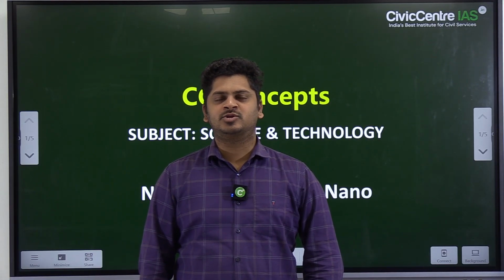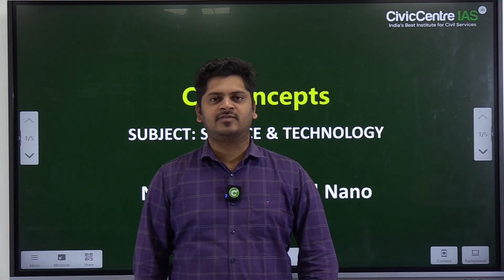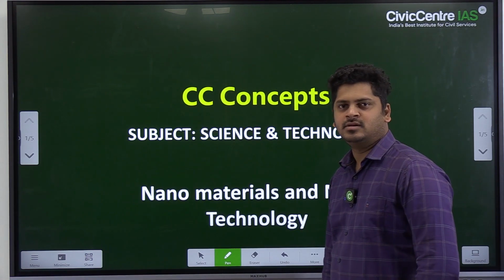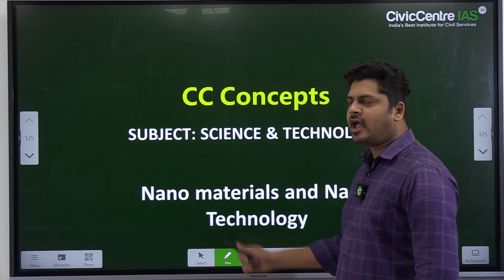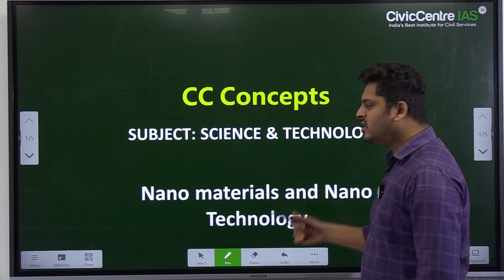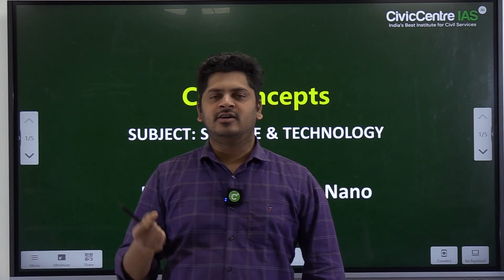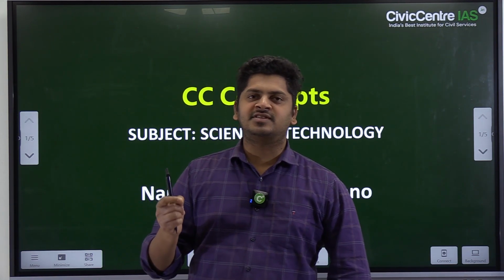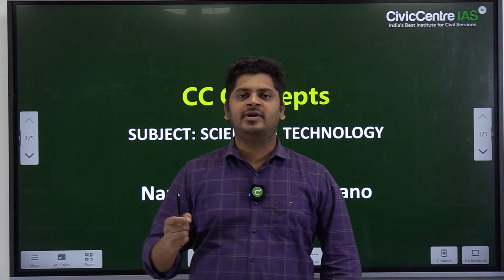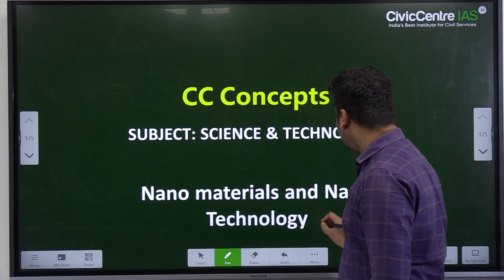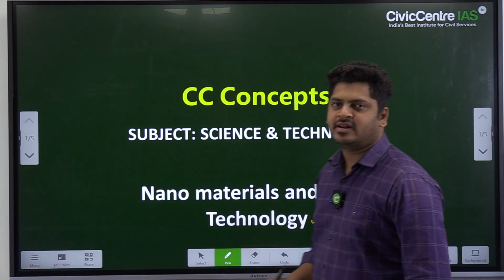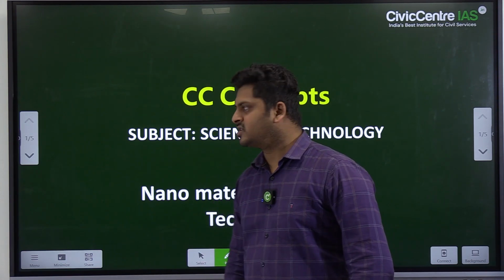Welcome to another episode of CC concepts of the subject Science and Technology. And today we are going to talk about nanomaterials and nanotechnology. Now, what are nanomaterials? Nanomaterials are those materials which are made from nanoparticles, which are of the size 1 billionth of a meter, and the technology and the synthesis of these nanomaterials is called nanotechnology.